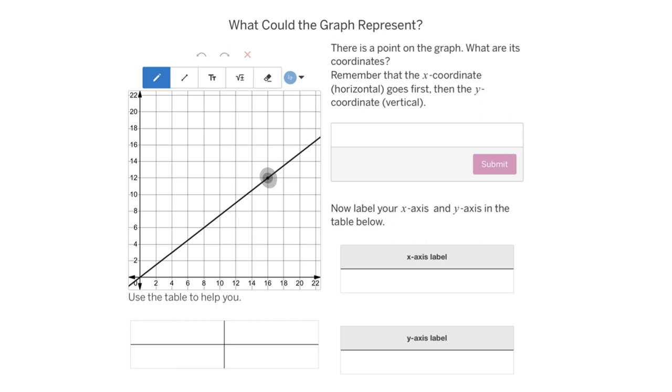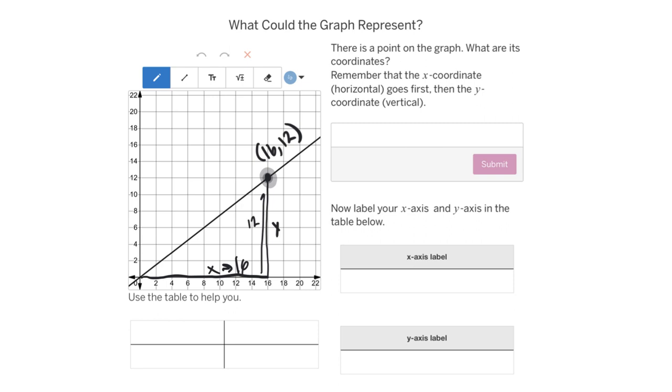mean lots of different things, but let's take a look at the x-coordinate of the graph and then the y-coordinate of the graph. That's going to give us the point. If we come all the way over here, this is how far we go along the x, and then all the way up is how far we go along the y. Along the x, we're going 16, and then going up along the y, we're going 12. So we write the point that is right here as the point (16, 12).